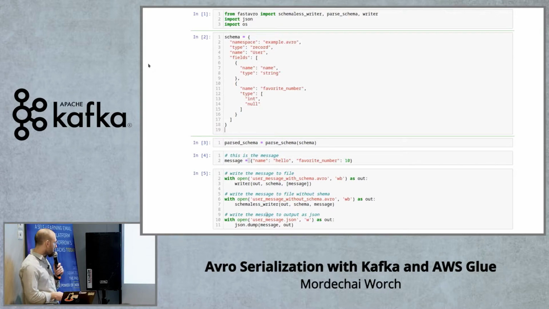We define the message. So here our message is hello. Our favorite number is 10. And then we write it. In this example, we write it with the schema, without the schema, and we use JSON as a benchmark.